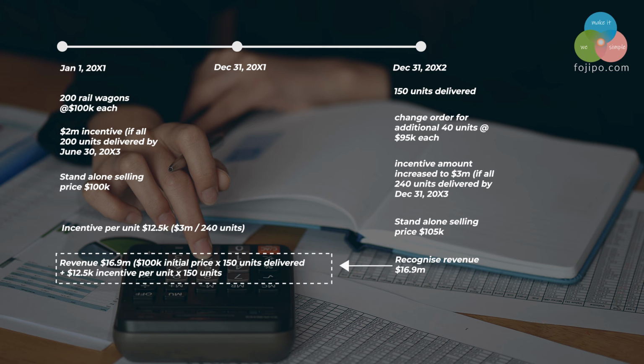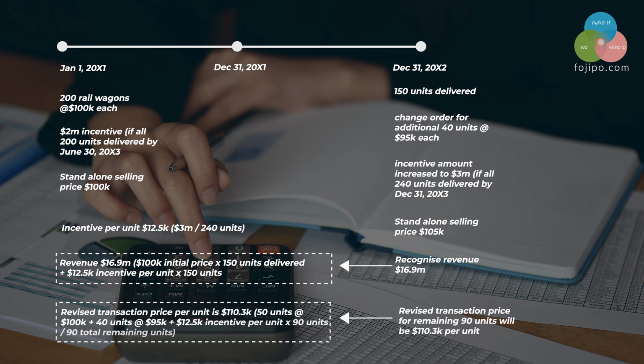Next, we need to calculate the estimate of the price at which revenue for the remaining 90 units to be delivered under the modified contract will be recognized, and this is 110.3K per unit, and here is how this has been calculated. 50 units at 100K each, this is the price agreed under the original contract, plus 40 units at 95K each, this is the price agreed in the change order, plus the incentive for 90 units at 12.5K, and then divide the sum of all by total units, that is 90 units, and that's it.